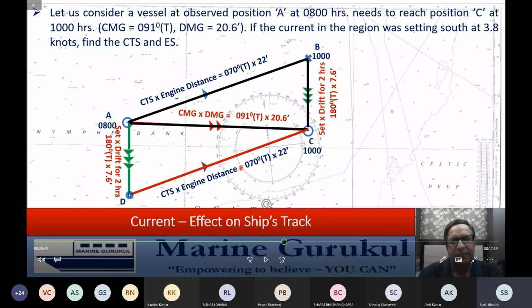Okay, beta, got it? Yes, sir. Okay. So everything looks clear up to here, beta. There is no doubt, no confusion in your mind. This is a very important concept.